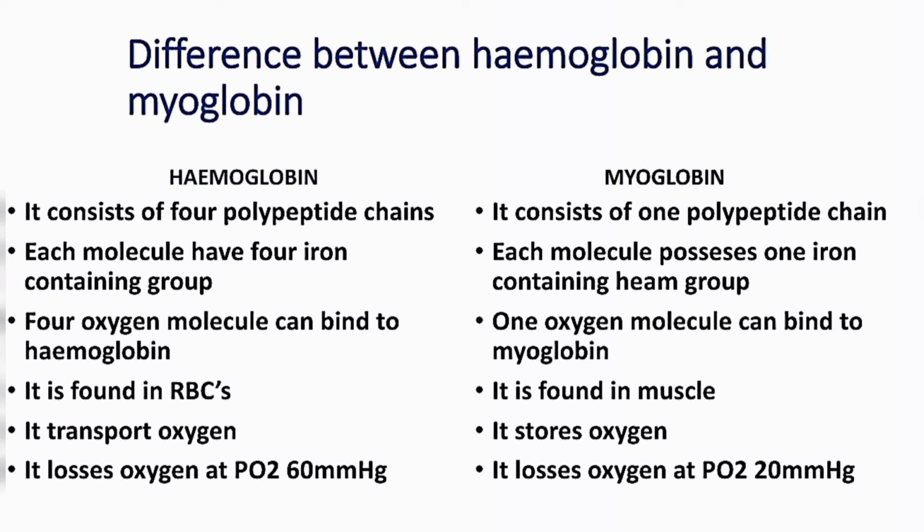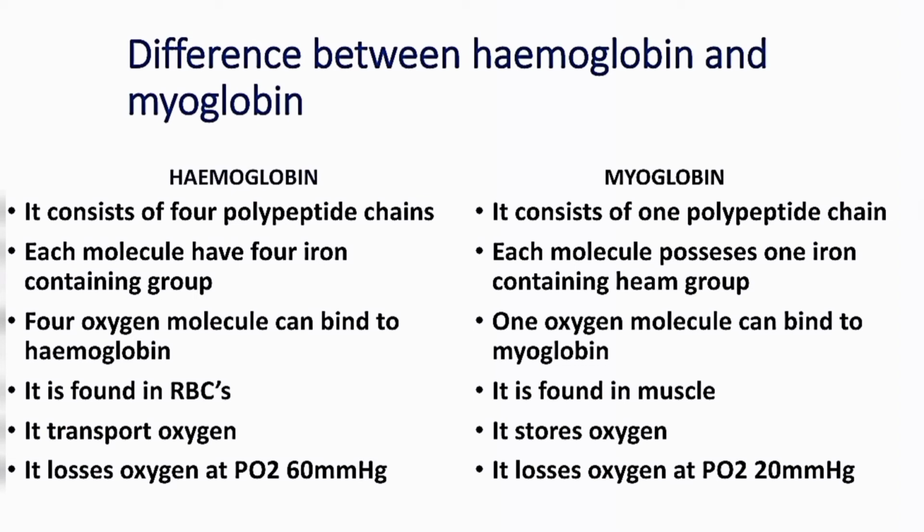First of all, the hemoglobin consists of 4 polypeptide chains, as we have learned structurally that it has 4 chains of globin protein, and the myoglobin has a polypeptide chain, meaning that it has only one long chain of the protein. The hemoglobin has 4 chains and both are chains of protein. Each hemoglobin molecule has 4 iron containing groups and each myoglobin molecule has one iron containing group.